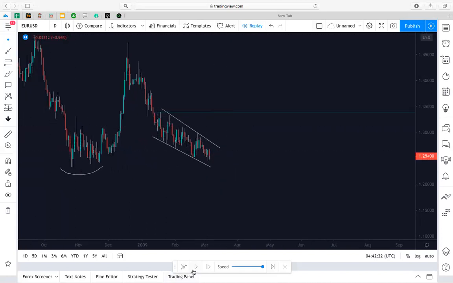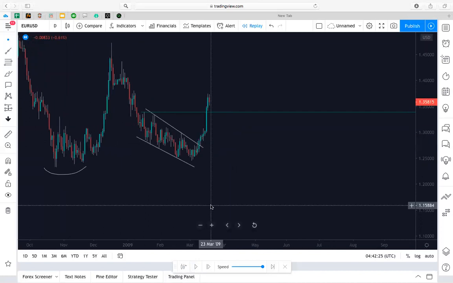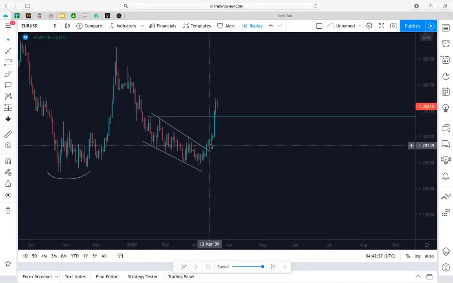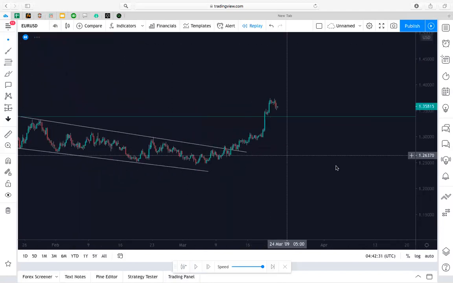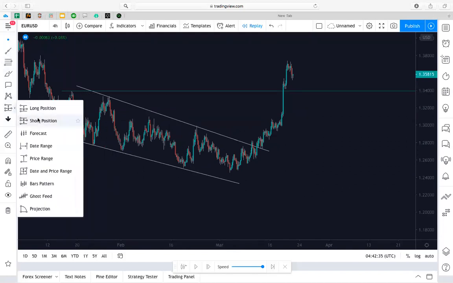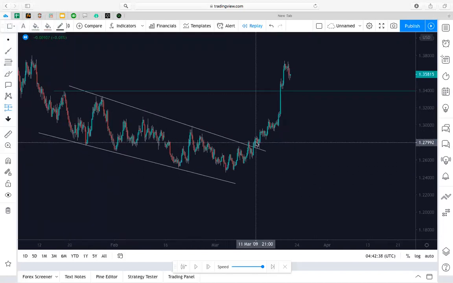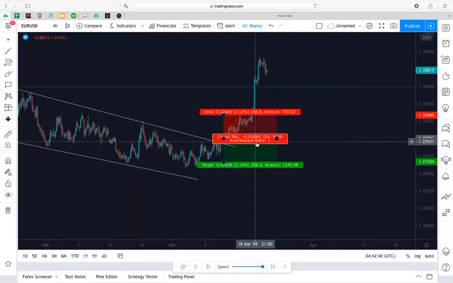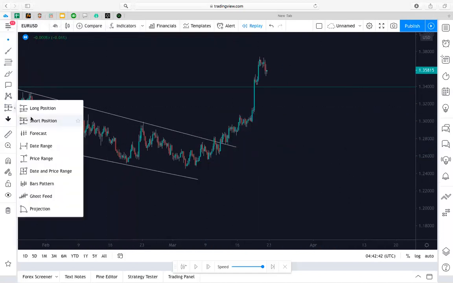So let's go ahead and keep price moving a little bit. We can see price clearly broke up and impulsed up. So let's look at where we would have entered this trade. I'm on the 4-hour now. I would place my long position on the breakout right here.